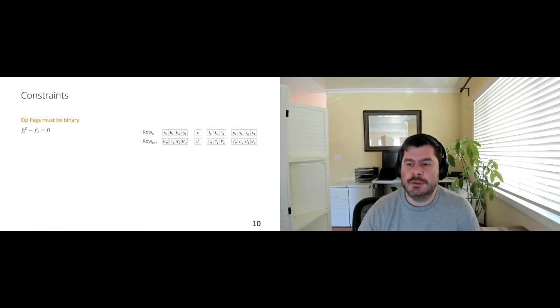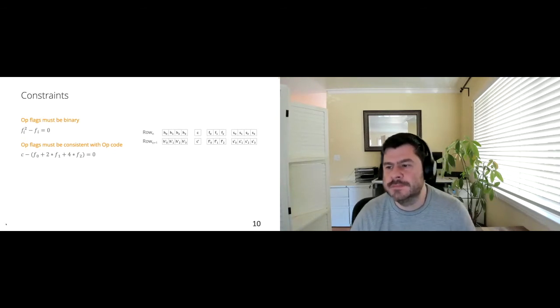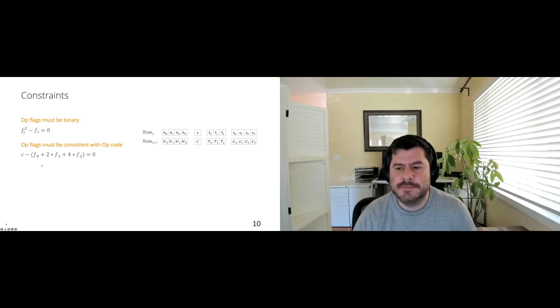The next constraint we want is to make sure that whatever is in these F columns is equal to whatever is in the C column. It's fairly simple, because we've chosen these powers of 2. C minus this expression must always be 0, and this expression is just the value from here, plus the value from here times 2, plus the value from here times 4.